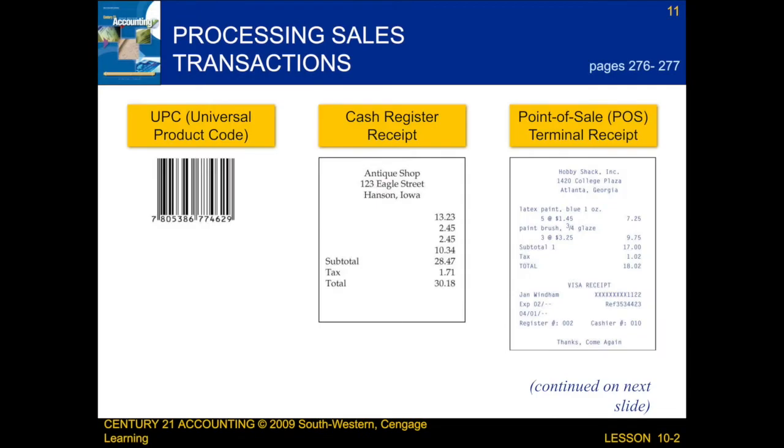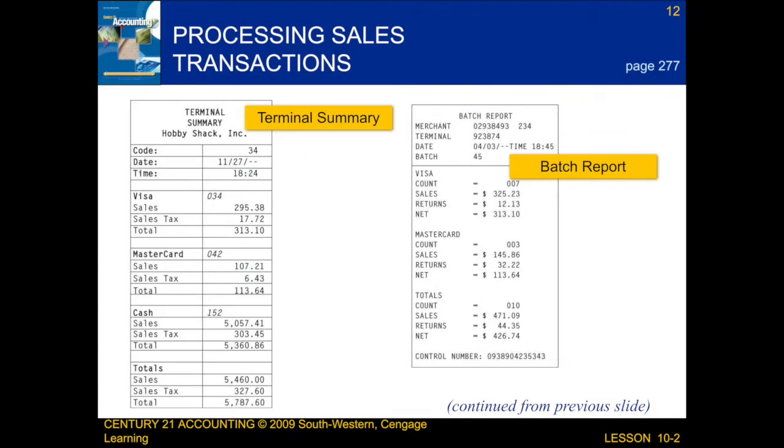Alright, next we're going to be talking about processing sales transactions. So what we're essentially looking at here are a UPC, or Universal Product Code, cash register receipt, and point of sale, or POS, terminal receipt. I'll give you a moment to look at these three. Moving on to the next slide, we also have a terminal summary and a batch report. And again, I'll give you a moment to look at these two.